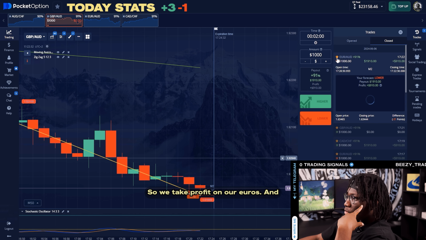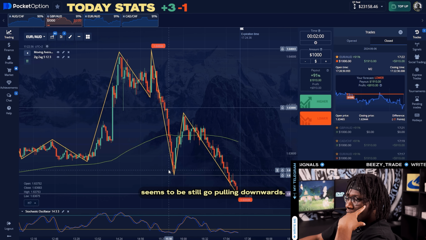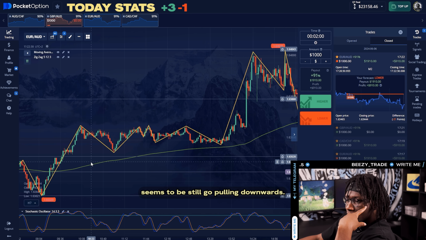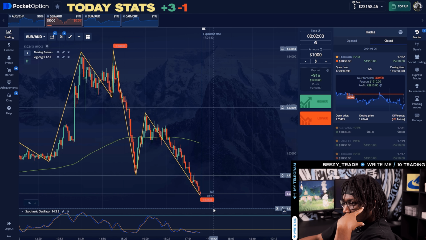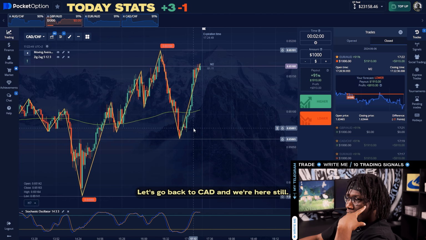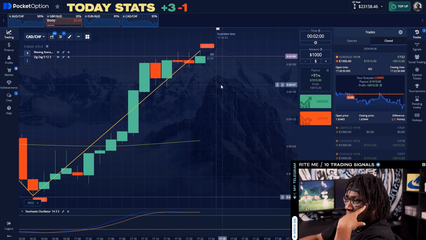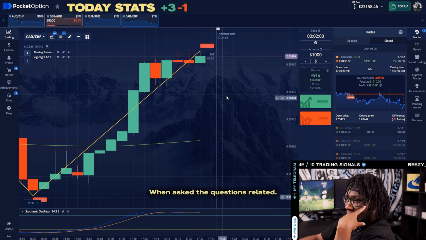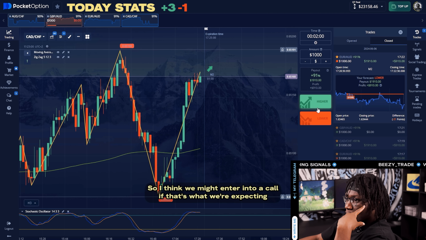So we take profit on our euros, and AUD really seems to be still pulling downwards. We're expecting it to touch 16329, but we're still not there yet. Let's go back to CAD. We're still here, and we don't see any changes in the market yet. We're flatlined on our stochastic oscillator. So I think we might enter into a call if that's what we're expecting from that price.